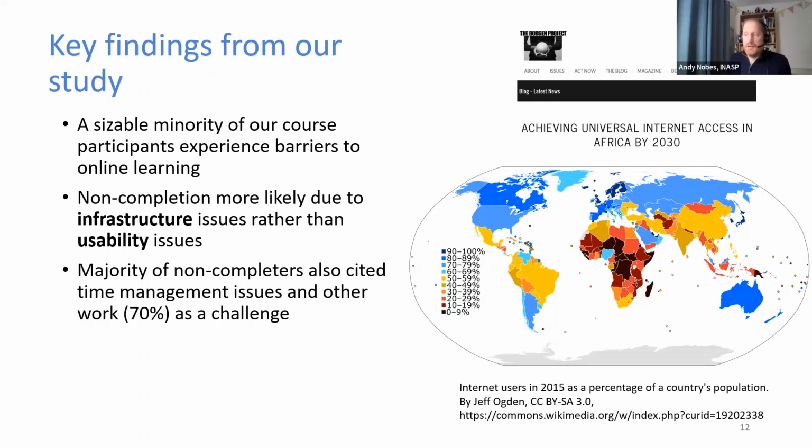Non-completion of courses may largely stem from broader infrastructure issues affecting the internet rather than issues affecting the technology and platforms that we use. And we found that, for example, 91% of participants across these courses reported that navigation through online platform resources and activities was easy. But other findings, such as a survey of non-completers who didn't complete our courses, found that the majority of those respondents cited time management issues and other work and challenges as a central challenge in completing the course, even more so than infrastructure issues. Next slide, please.